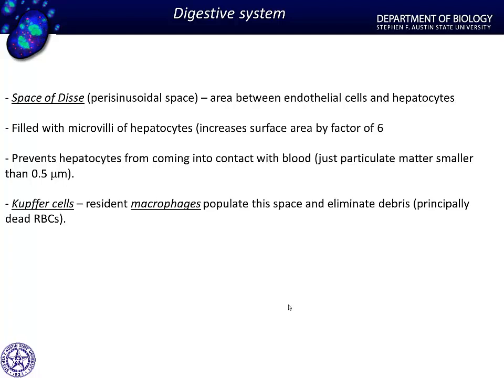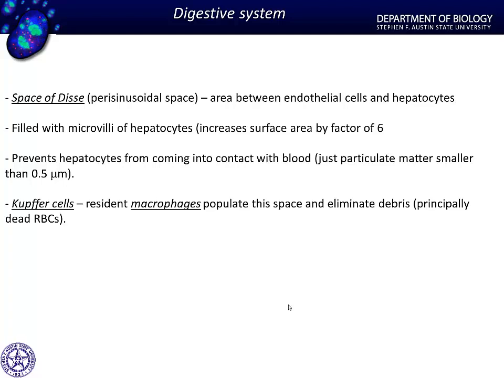Now, again, anywhere we see microvilli, we are fairly certain we are talking about absorption. And these microvilli for the liver cells, the hepatocytes, is going to increase this surface area by a factor of 6. Now, we don't necessarily want the hepatocytes coming into contact with the blood. We don't need to irritate the red blood cells. We need to keep them from being jostled around. Certainly platelets need to remain in the blood flow so that they don't start a platelet plug. So that's going to prevent the aggregation, the coagulation of blood.